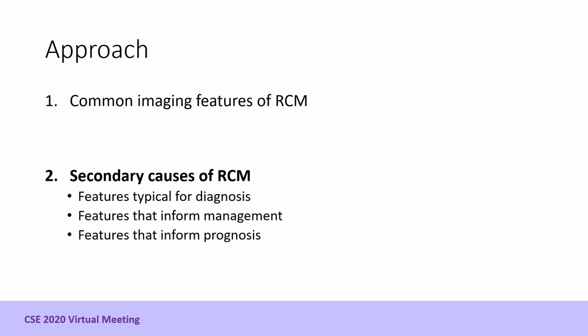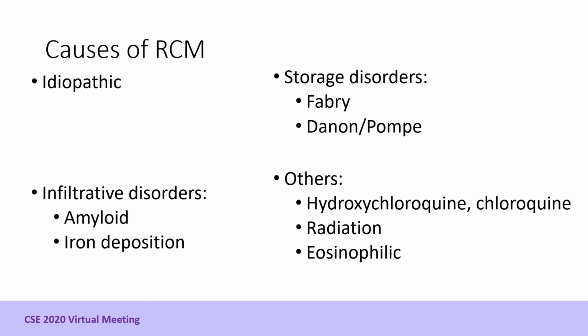If these common imaging features are identified, then a multimodality approach can be helpful in determining if there is a secondary cause of restrictive cardiomyopathy that can be identified. There are many causes of restrictive cardiomyopathy. There is an idiopathic form where no secondary cause is identified. There are also infiltrative disorders, storage disorders, and other causes including drugs, radiation, and eosinophilia.